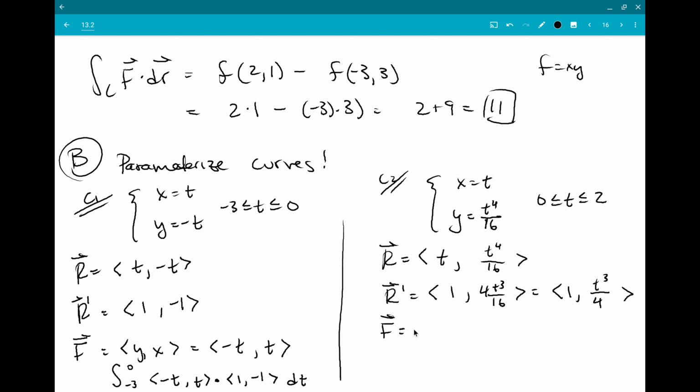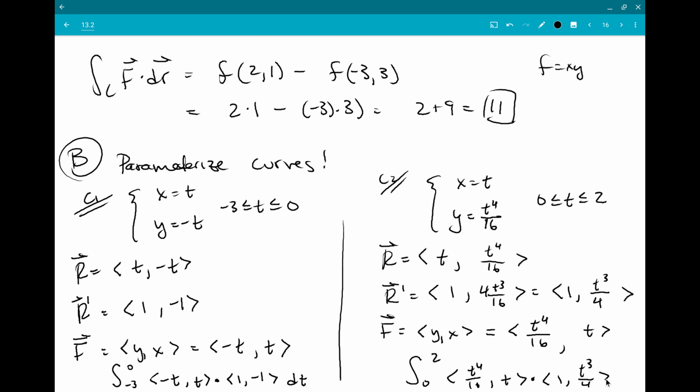And then I substitute into f, which used to be <y, x>, the parameterized values that only depend on t. So I get t to the 4th over 16 from y in the first component, and then t from x in the second component. And I'll set up my integral over the t bounds I was given, 0 to 2, of f, <t to the 4th over 16, t>, dotted with r prime, <1, t cubed over 4>, dt.